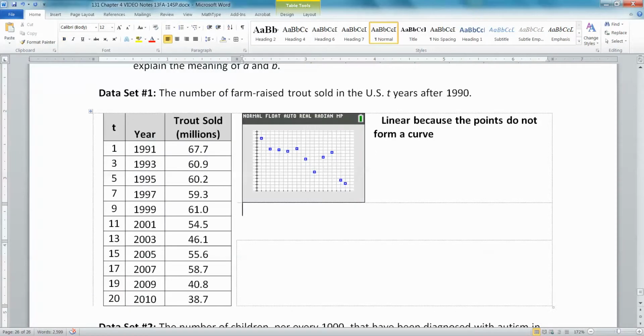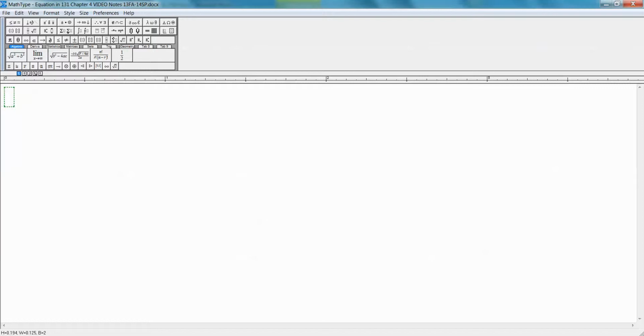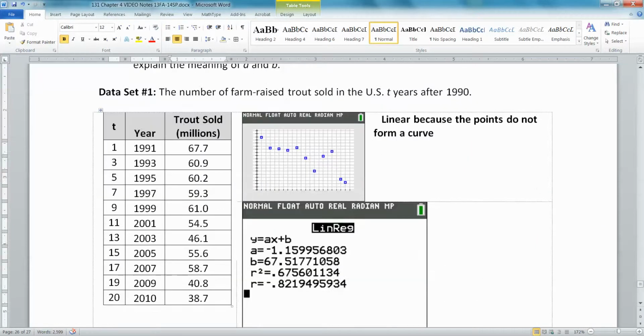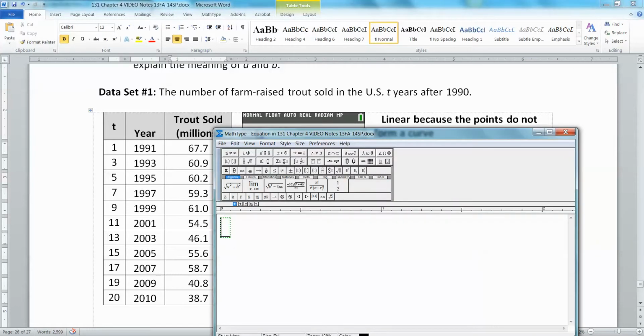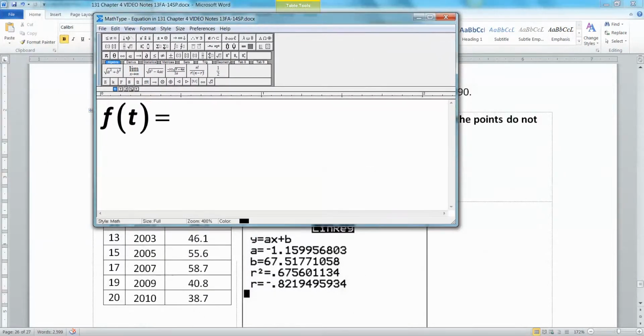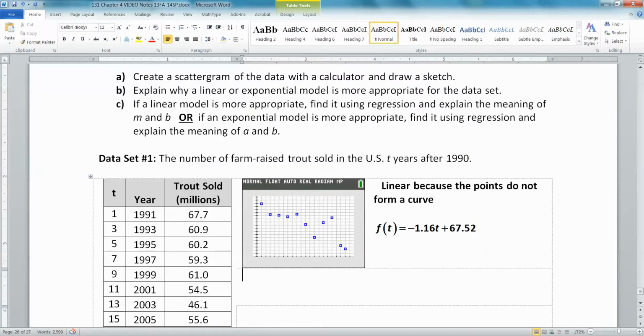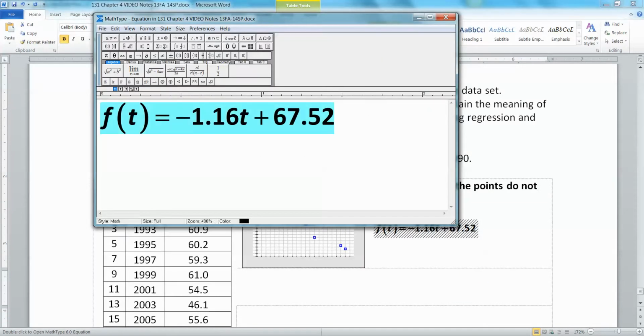So let me grab that. It'll help me when I type. Trout sold. They just gave us T. So trout, here, f of T is equal to, and we said it was linear, so it's -1.1599 would round to 60, right? 16 T plus 67.52. That works. All right, so it's linear. We found it. It's right here. Put it in a box.